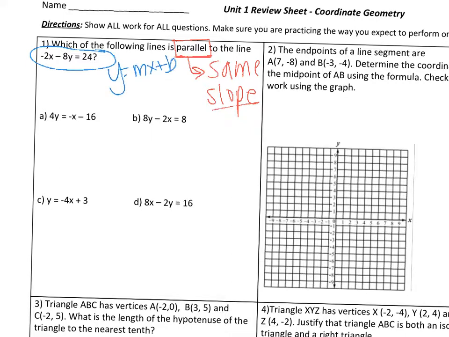This is the general slope-intercept form. In that form, slope is always written next to x, the coefficient of x. So if we get that form, we should be able to quickly look at it and identify the slope.